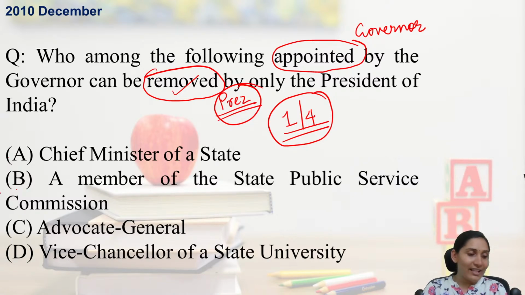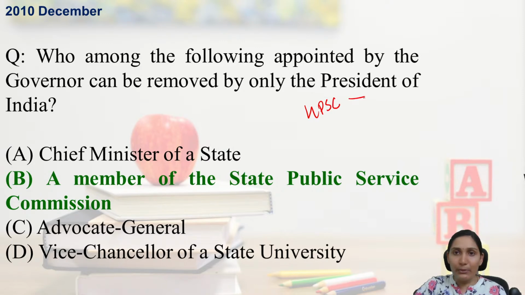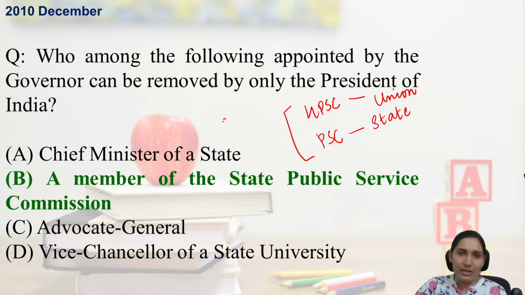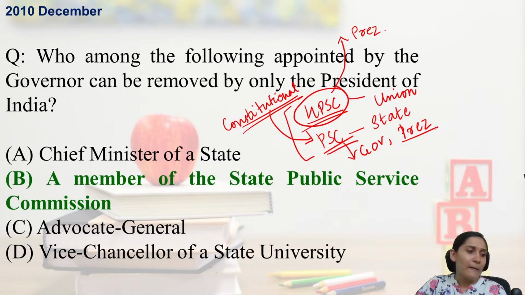Any other answers? I think we will check the answer. The answer is B. A member of the State Public Service Commission, the state PSCs and the UPSC. UPSC is at the union level and the state PSC, Public Service Commissions, are at the state level. All these are constitutional bodies. Appointment is done by the governor for the PSC, but in case of UPSC, appointment is done by the president. PSC appointment is done by the governor, whereas the removal can be done only by the president. Now let's take up the next question.